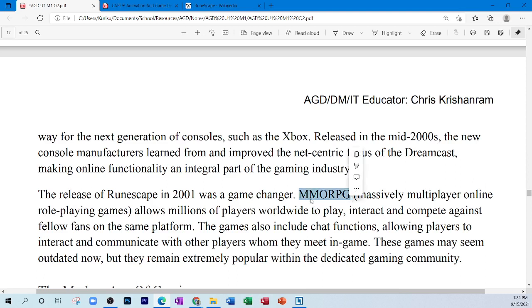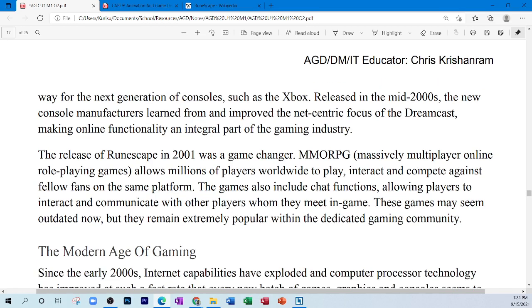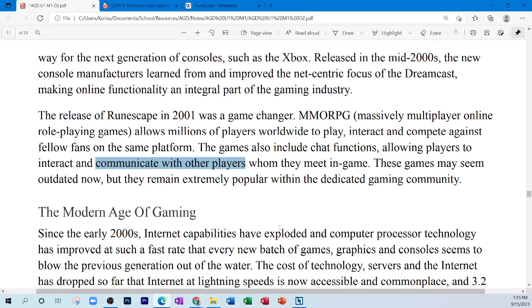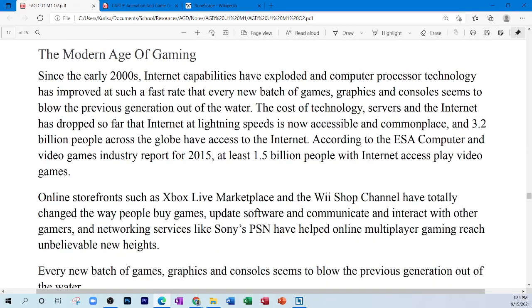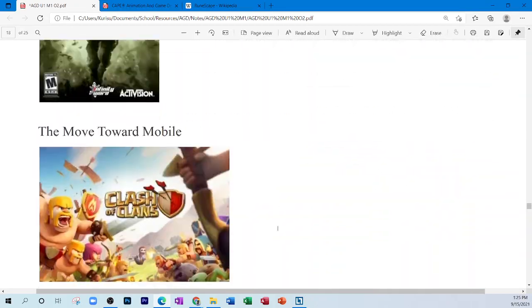So it came up with MMORPG, massively multiplayer online role-playing games, which allowed millions of persons to play games and have interaction. The chat function was a game design, allowing players to interact, another game design, being able to communicate with other players in the game, another game design. So we're entering that digital age of playing games online.